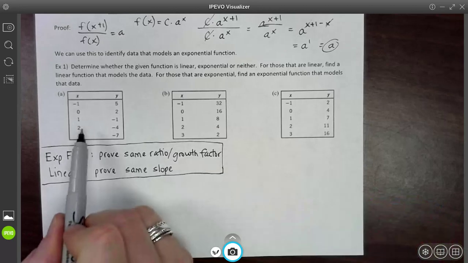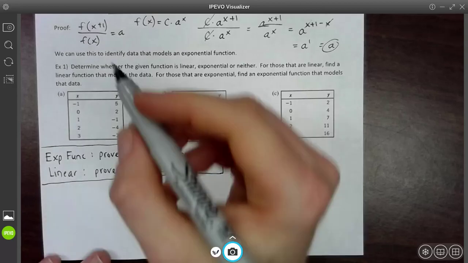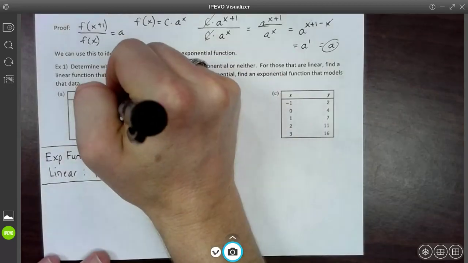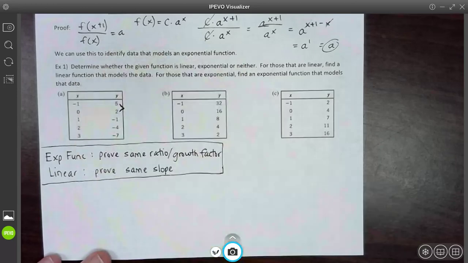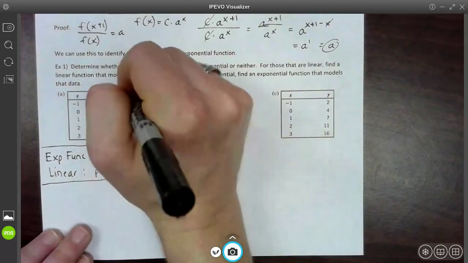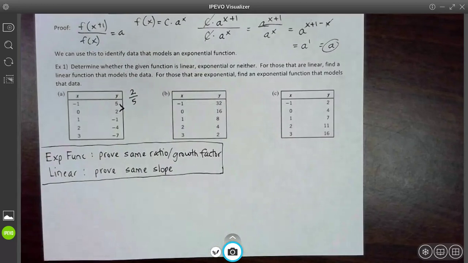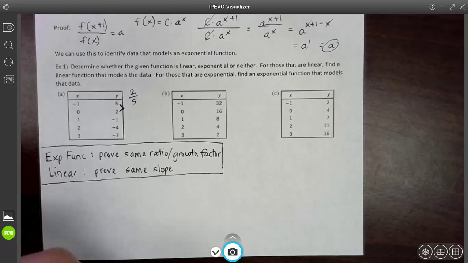Let's look at this data, and let's see if this is exponential data, linear data, or neither. So let's go. Let's grab 2 back-to-back outputs. If I'm going to prove an exponential function, I want to prove they have that same ratio. So what it became, 2, over what it was, 5. So right now it looks like back-to-back outputs have a ratio of 2/5. If all back-to-back outputs have this ratio, then we can say it's exponential data.